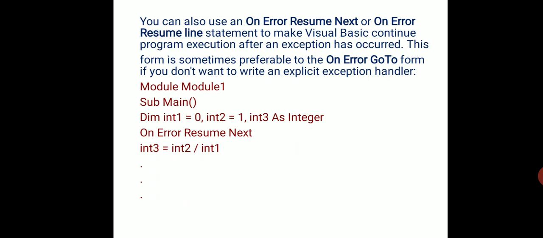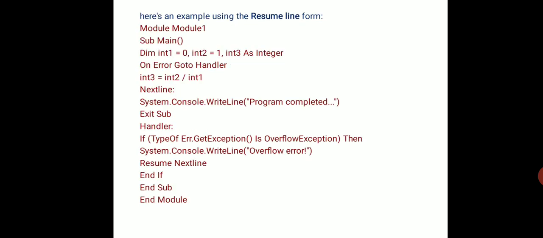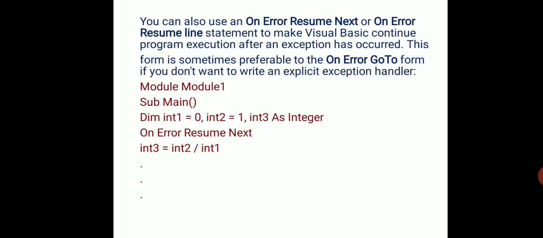And one more, you can also use an on error resume next statement to make Visual Basic continue program execution after an exception has occurred. So this form is sometimes preferable to the on error go to form, if you don't want to write an explicit exception handler. Here you have written exception handlers like system.console.writeLine overflow error. If you don't want to write any explicit handler, you can just write on error resume next, int 3 equal to int 2 divided by int 1.